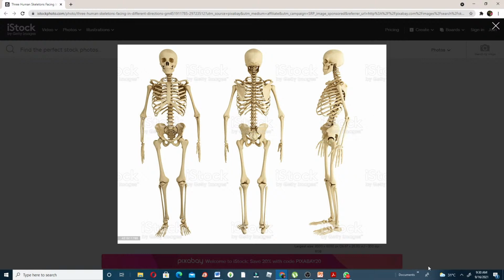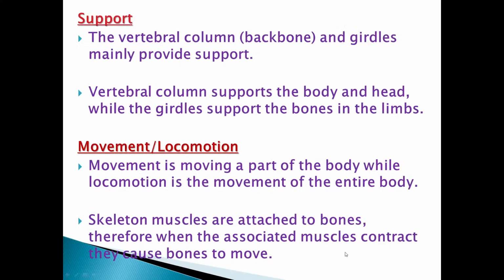So in terms of support, if I ask you to give me a function of the skeletal system, you can just say support, and that's it. You will get your 1 mark. Now, if I extend the question and ask you to give me an example of the human skeletal system offering some amount of support, then you have those 2 pointers, where they are saying that, for example, the vertebral column supports the body and the head, or you can say the body and the neck. So let's move down to another function of the human skeletal system.